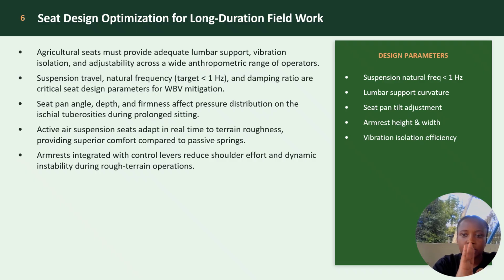The first one is suspension natural frequency less than 1 Hz. The second one, lumbar support curvature. The third one is seat pan tilt adjustment. The fourth one is armrest height and width. The last one is vibration isolation efficiency.